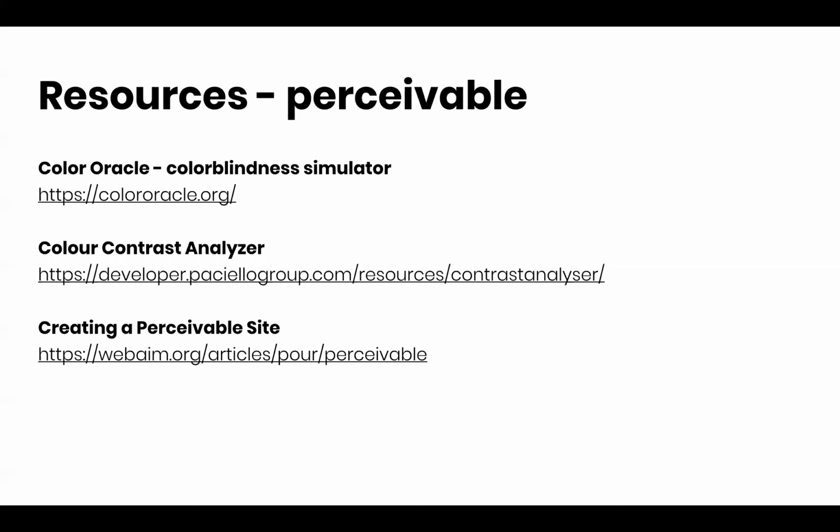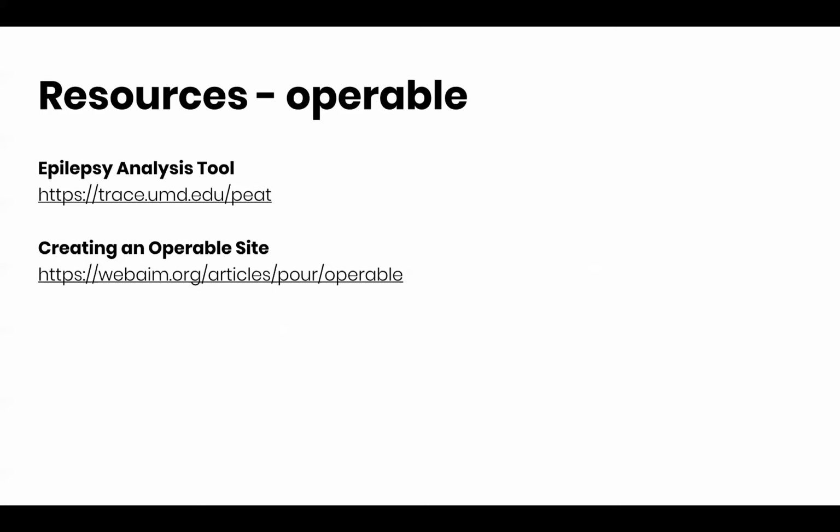So I broke resources into 4 groups: our perceivable, operable, understandable, and robust. So I use this color blindness simulator to go through and actually create the demonstrations that you saw earlier in this webinar. If you want more information about creating a perceivable site, I also have a really, really well-written article for that as well.